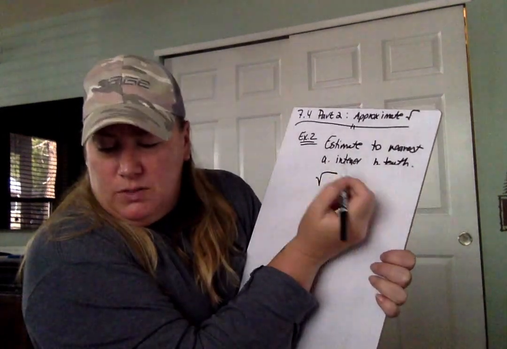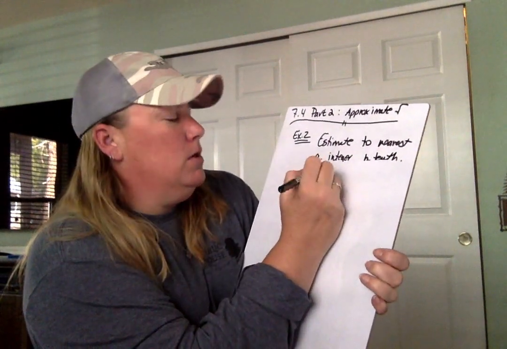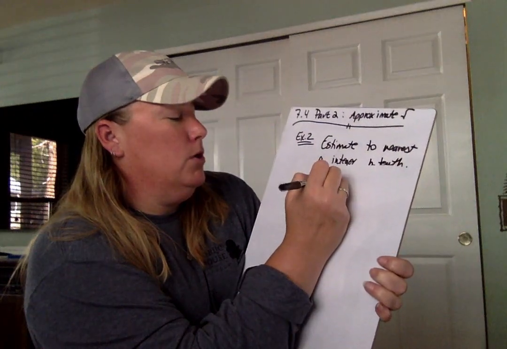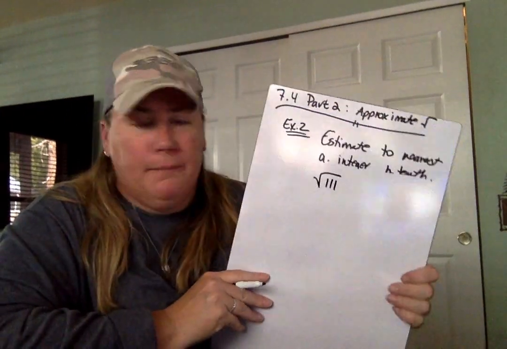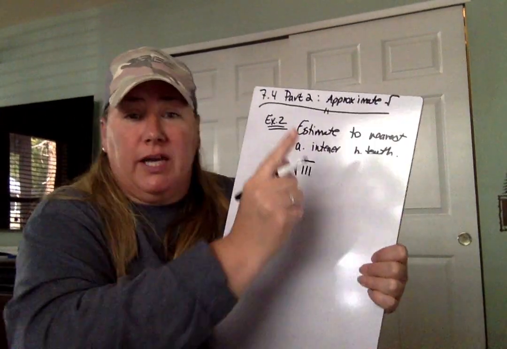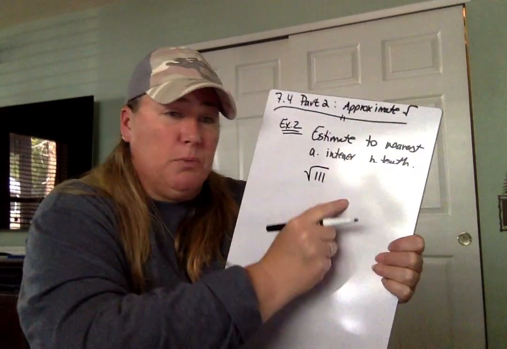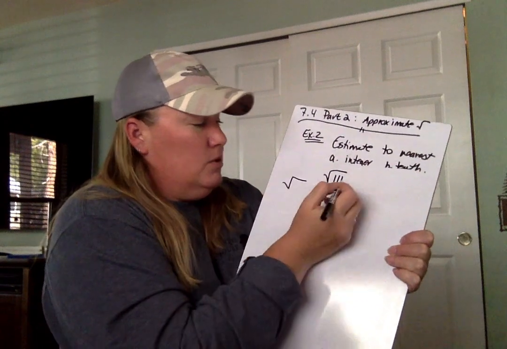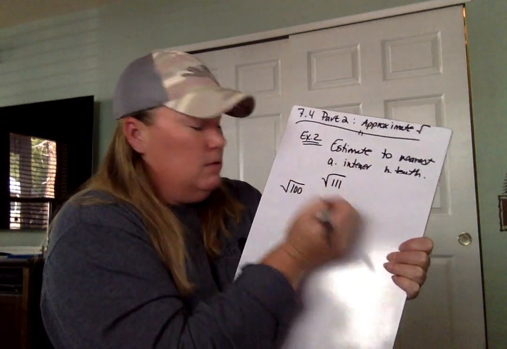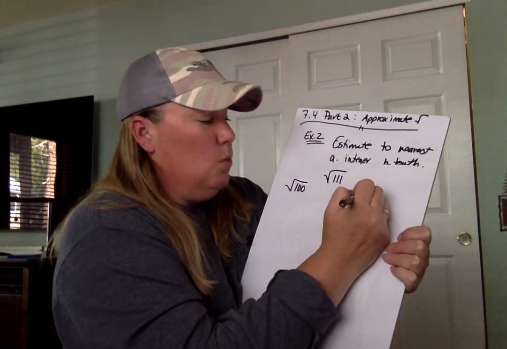Square root of, what kind of numbers do they have in the book? You know, let's go 111. Why not? Let's go nearest integer. Okay, first step. Put this in between a perfect square that's below it and a perfect square that's above it. So the perfect square below this is 100. And the perfect square above that, 125.